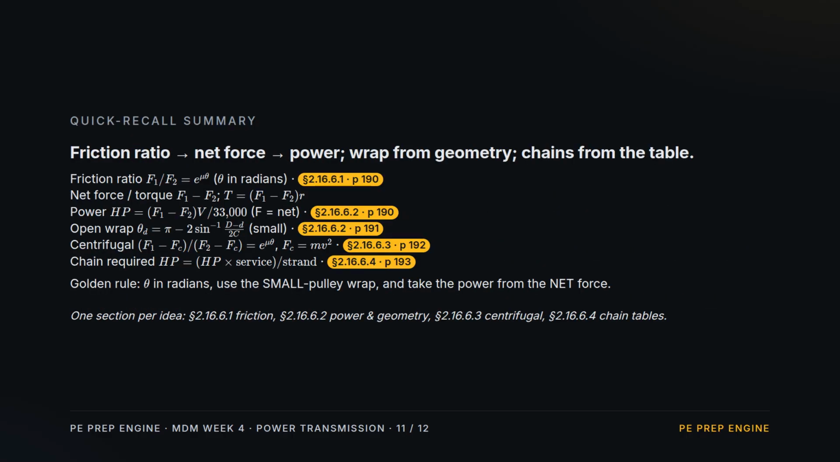Quick recall. Friction sets the tension ratio, e to the mu theta. The difference of the tensions is the net force and the torque, and the power comes from that net force. Wrap angles follow the open or cross geometry. Centrifugal force trims the usable tension at speed, and chains are sized from the rated table. Golden rule: theta in radians. Use the small pulley wrap and take the power from the net force.